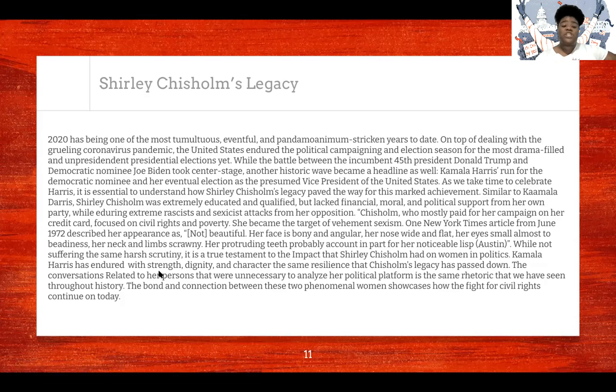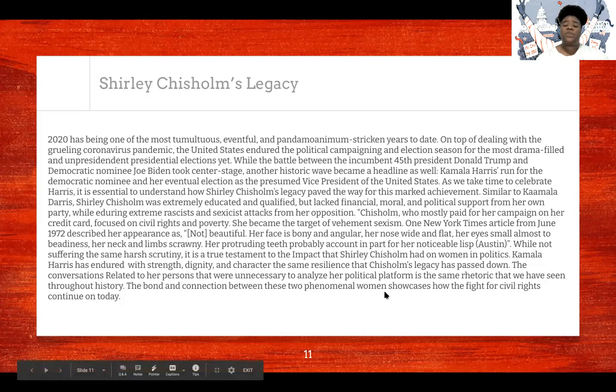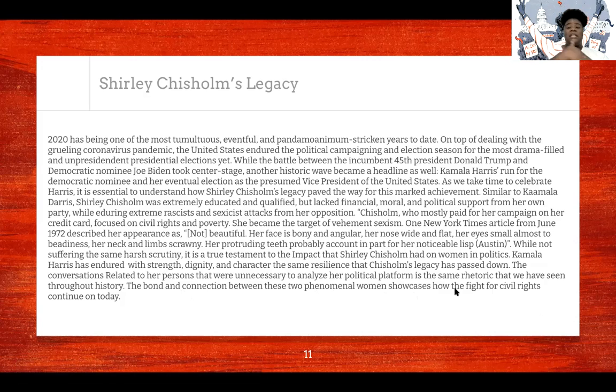Kamala Harris has endured with strength, dignity, and character the same resilience that Chisholm's legacy has passed down. The conversations related to her person that were unnecessary to analyze her political platform are the same rhetoric that we have seen throughout history. The bonding connection between these two phenomenal women showcases how the fight for civil rights continues on today. So essentially in this paragraph, I talked about one thing that's going on in the world today that reminds me of the accomplishment of Miss Shirley Chisholm.